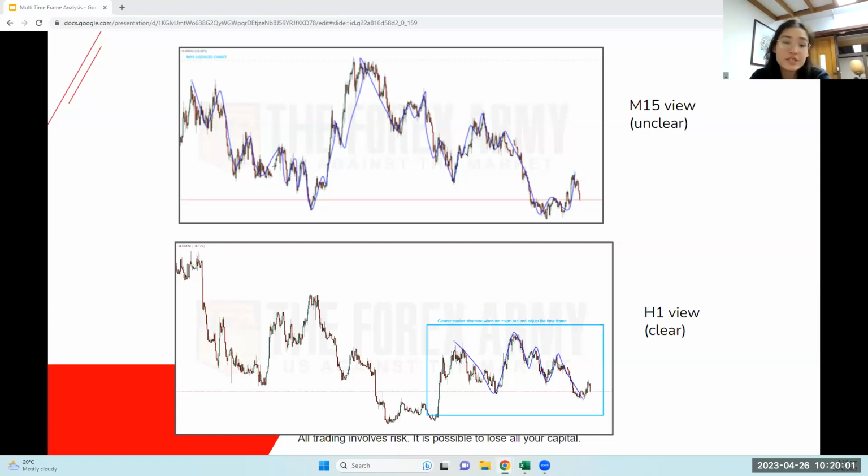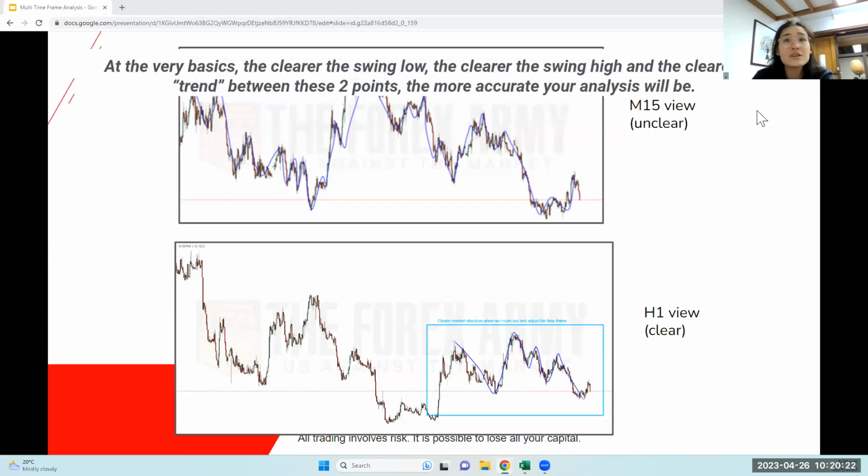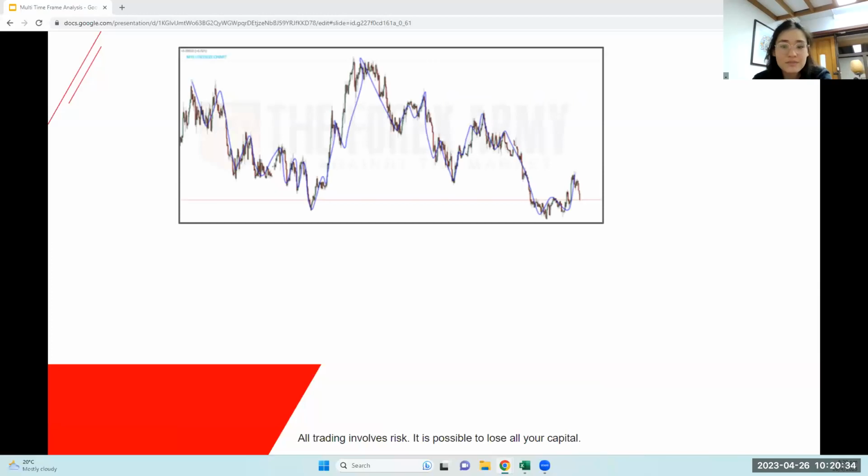So there are two criteria that you should look out for. Firstly, a clear swing low or swing high. Secondly, a clear trend between the starting and ending point. That's how you know that the time frame you are using is preferred. At the very basics, the clearer the swing low and the clearer the swing high, the better. So two points, swing low and swing high, and the clearer the trend between these two points, the more accurate your analysis will be.